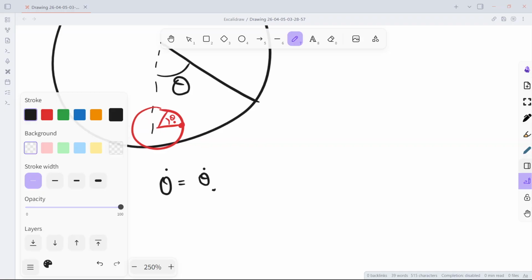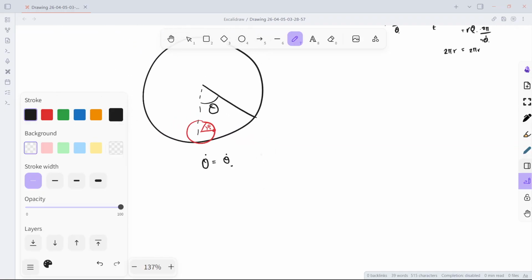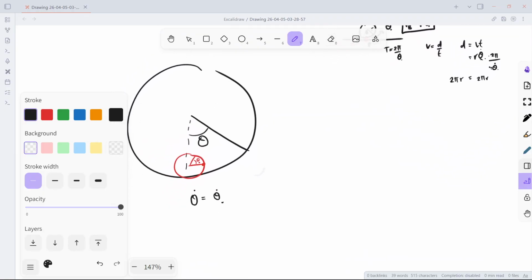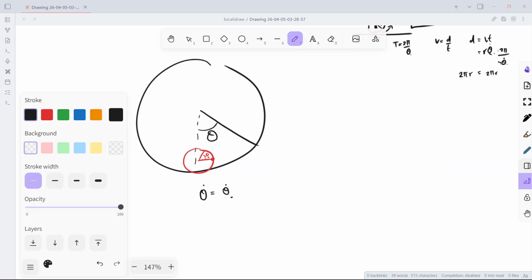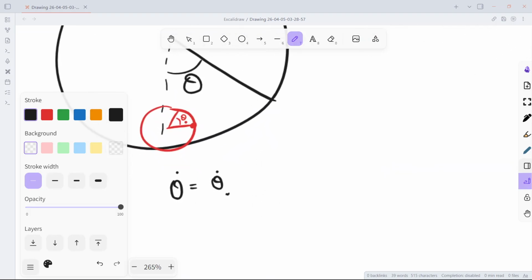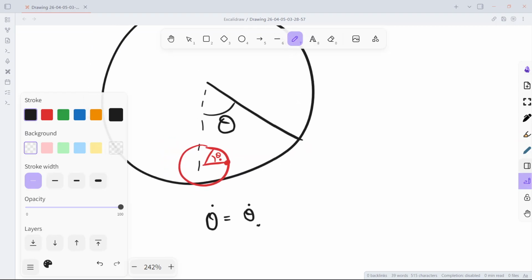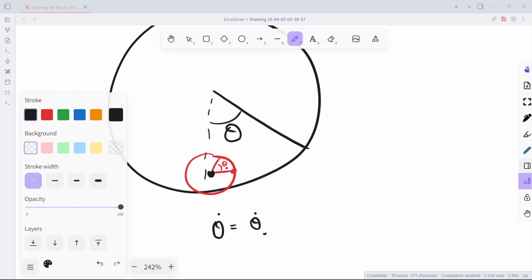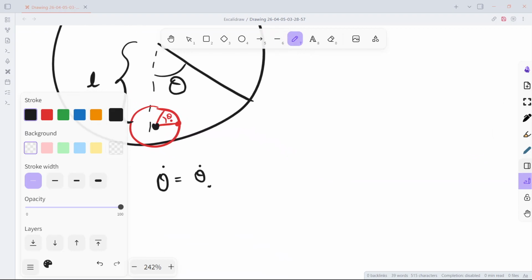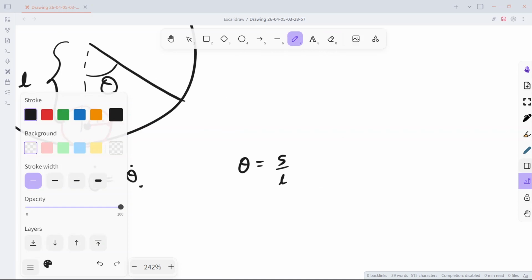And I think the idea is that if I go around and have, say, this length L, and the thing traverses a distance S, well, theta equals S over L, so S equals L theta.